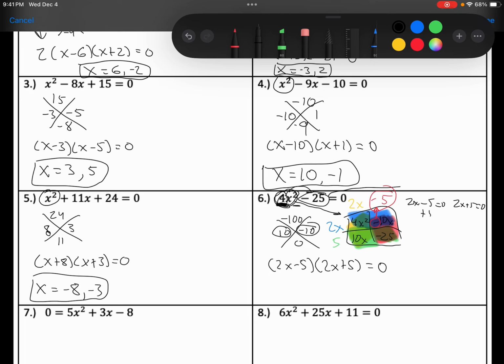For this one, I would add 5 to both sides and get 2x equals 5. On the other one, I would subtract 5 from both sides and get 2x equals -5. I'm going to divide by 2 for both of these to get rid of the 2 in front of the x. Cancel out that 2. And on the left one, I'm going to get x equals 5/2. On the right one, I'm going to get x equals -5/2. So here my answer is going to be x equals 5/2 and -5/2.